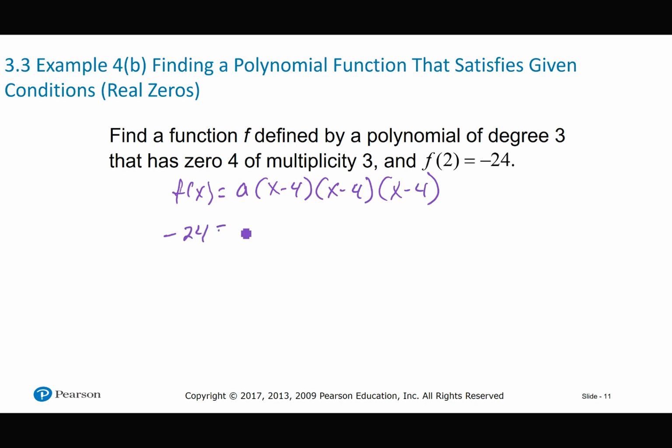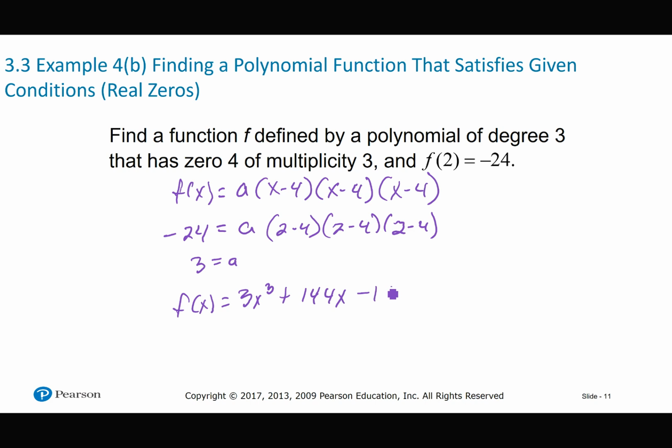And so I'd have f of 2 equals -24, and then I could start putting in here 2 minus 4, 2 minus 4, 2 minus 4, and I could come up with my final polynomial after I figure out what a is. In this case, a is equal to 3. And I'll tell you our final polynomial ends up being 3x cubed plus 144x minus 192. Again, after we put in that a of 3 and then multiply that x minus 4 three times, we end up with this for a final polynomial.